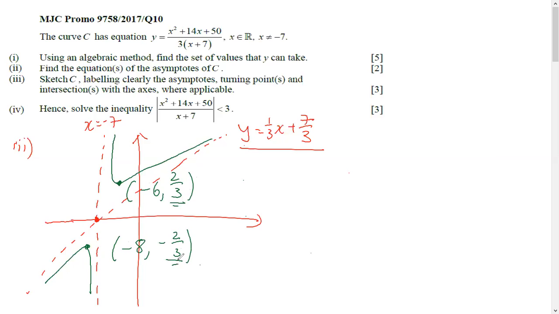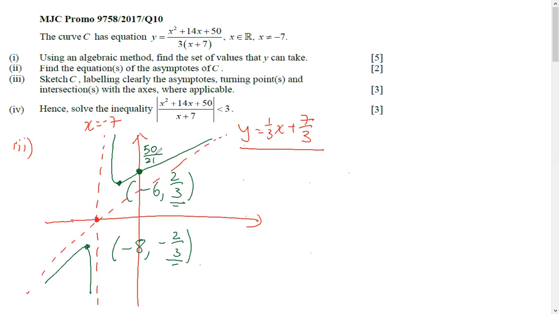Okay, the next value that we need to put in also is my y-intercept. Again, from the calculator, you can get this is 50/21. And so that's about all. So this is my graph.